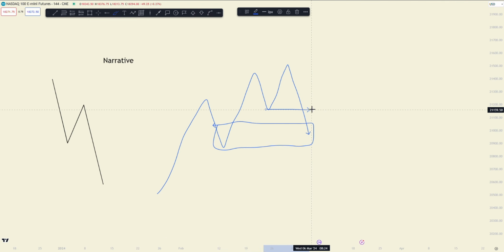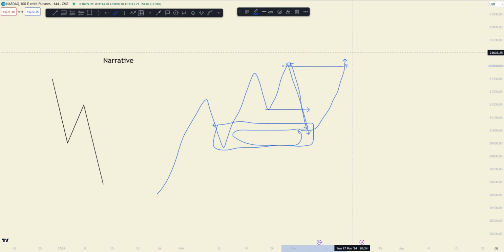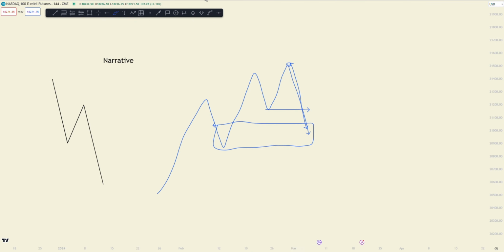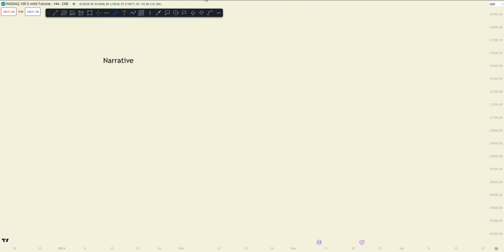So yeah, some people say, oh, swept liquidity. Cool, great. That's just not how I see it. I see us coming from a high, reaching into an unmitigated area down here, and that should expect to continue structure to the upside. So what are my three models for price expectations?